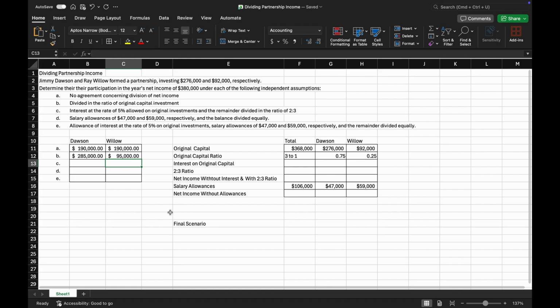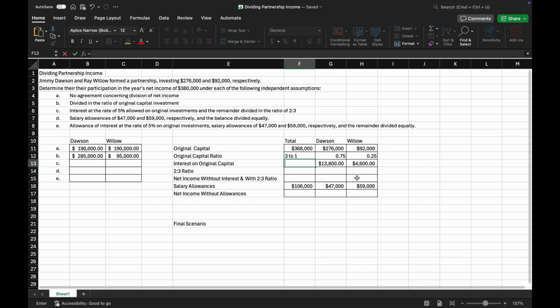Next, for C, we must first find the interest on the original investments. As we know, there's an interest rate of 5% allowed on the original investments, so we can do $276,000 times 0.05, which comes out to an interest of $13,800 for Dawson's original capital investment. For Willow, we can do $92,000 times 0.05, which comes out to $4,600 for the interest for Willow's original capital investment.